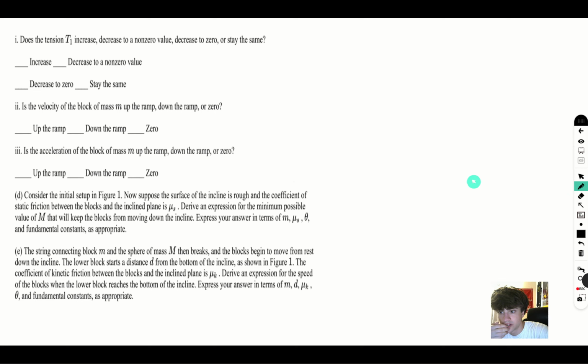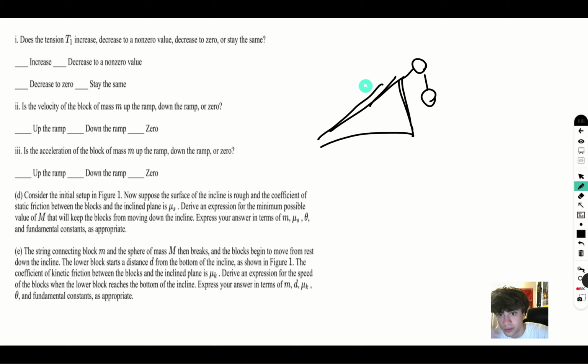So here are the questions that we are answering. Does the tension T1 increase, decrease to a non-zero value, decrease to 0, or stay the same? So guys, let's draw out our two systems, our before and after.